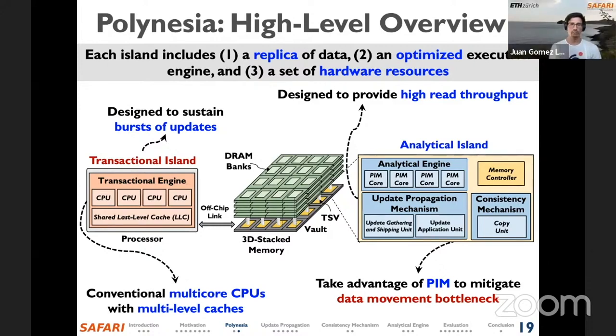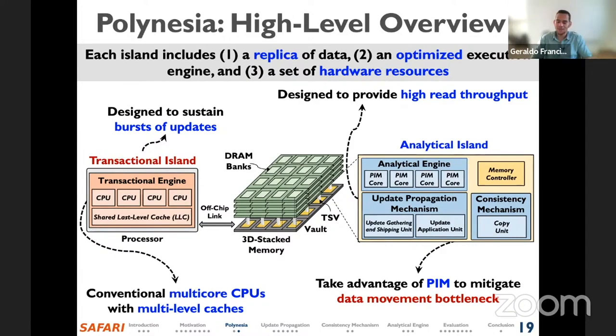Okay, makes sense. But any other device, or any other execution paradigm that you think could work well here? Based on your explanation, I could understand that something like a GPU won't be so efficient in the transactional island.